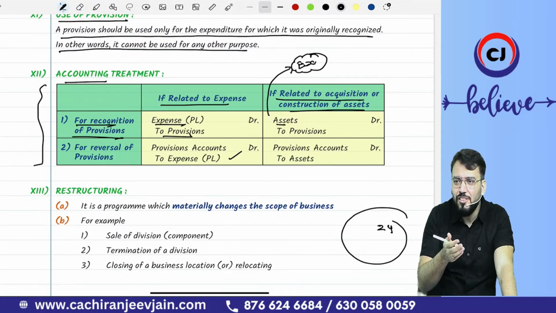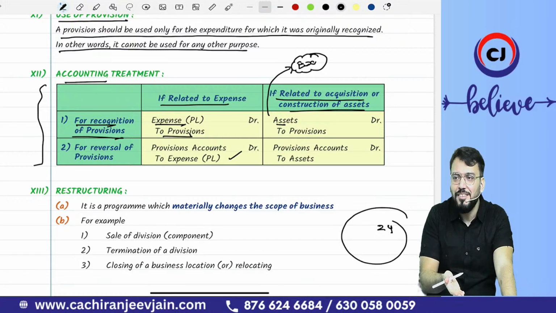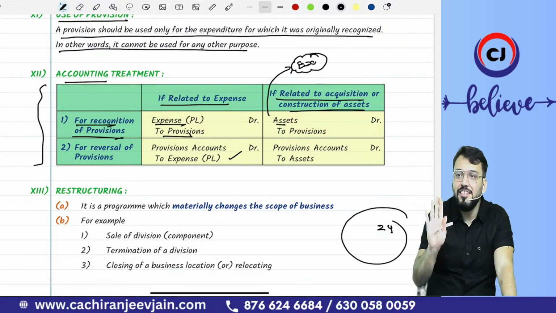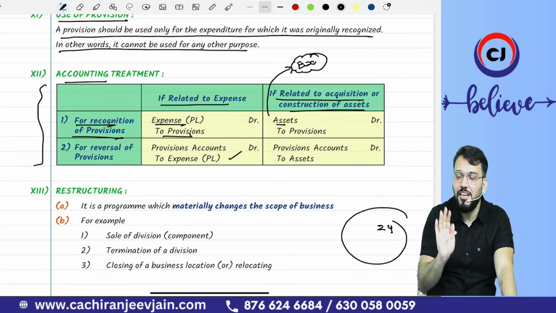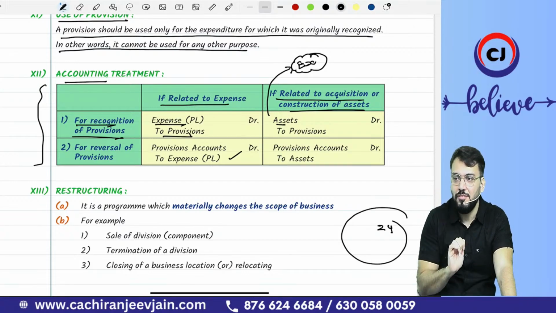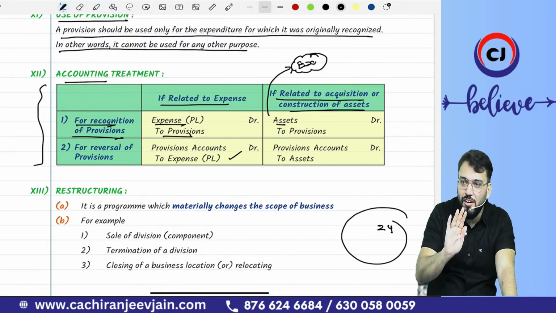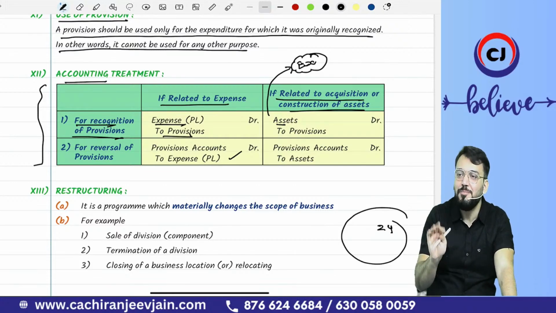That is not based on a provision we are doing. That is a liability. That is not an estimated amount. That is the actual amount. You have taken a loan. Loan is a provision or liability? Provisions are liabilities means pure liability.